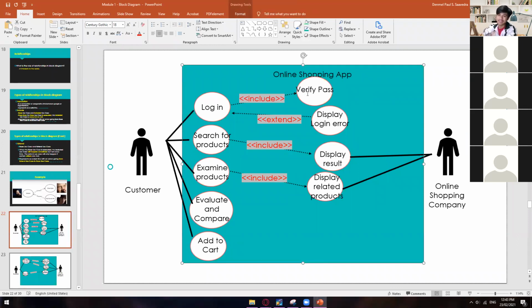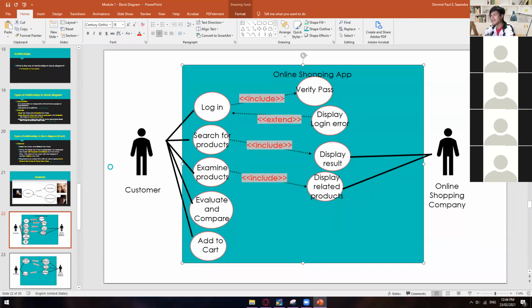then it will not give you an error. However, if there is an error, let's say incorrect password, then that's the time that this extend will be executed as well. Wherein after verifying the password, it will display a login error. Okay. So as you guys can see, this one is not mandatory. But this one now is executed if a certain criteria is met. So in here, if you have an incorrect password, then it will display a login error, right? So the same with this one.